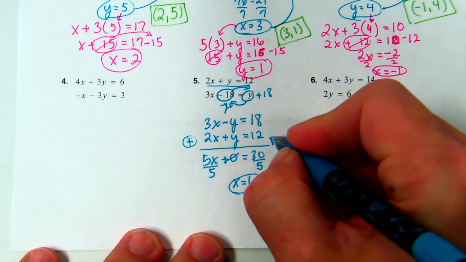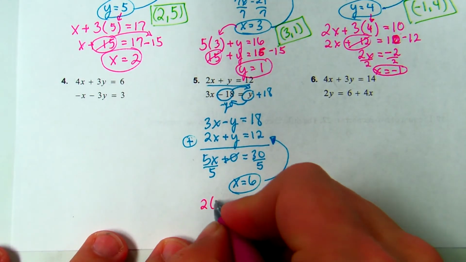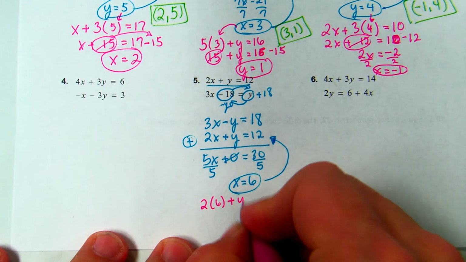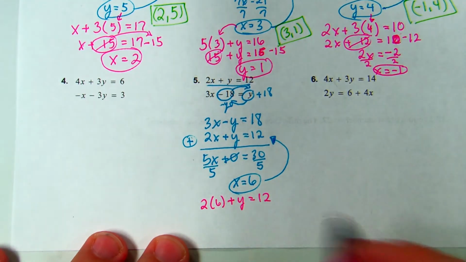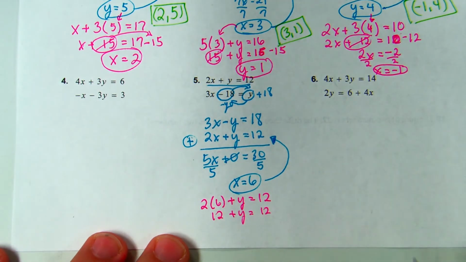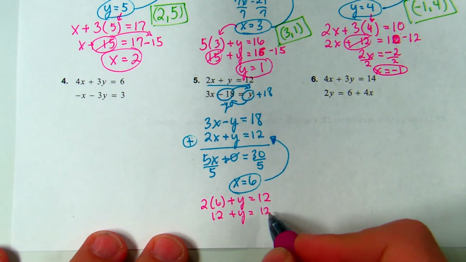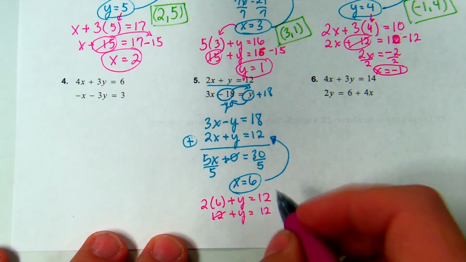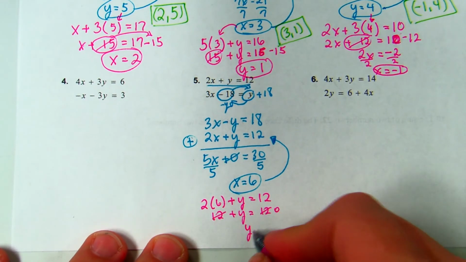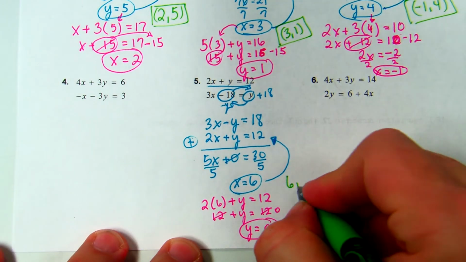So I'm going to plug it into this bottom equation. When I do that, I'm going to have 2 times 6 plus y equals 12. Well, 2 times 6 is 12, plus y equals 12. And we know that anytime we have the same number on both sides of the equal sign, they just cancel, because when I minus 12 from this side, it minuses 12 from that side. So that goes away, becomes a 0, y equals 0. And that is going to be my solution to this system of equations, 6, 0.